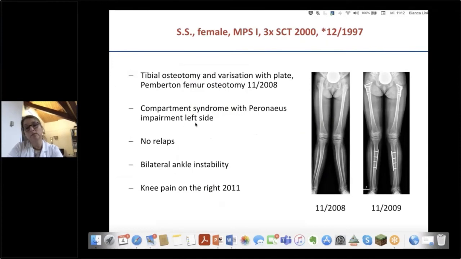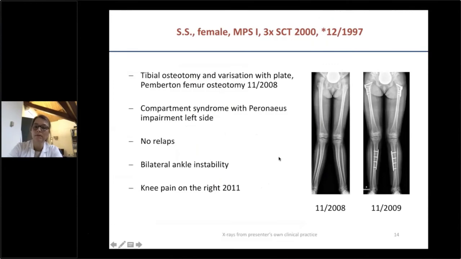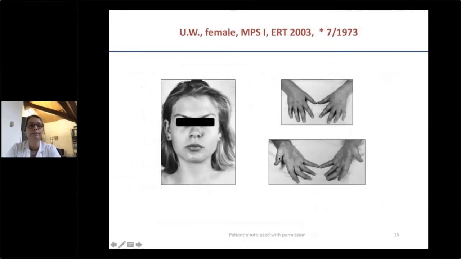Unfortunately, she had a problem with a compartment syndrome on the left side, which is quite common with procedures like this, and she still suffers from her instability of the ankle. But more or less, she is a very good walker. She is working, and she had an episode of knee pain in 2011, but it recovered with non-surgical procedures. So I try to get further.